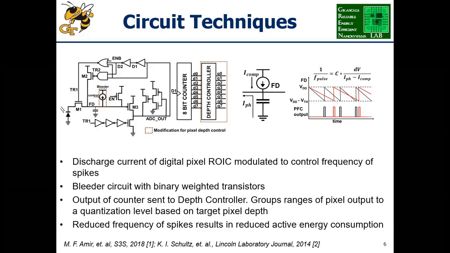Now, the active energy consumption of the pixel is directly proportional to the number of spikes, to the frequency of the spikes. So this reduces the active energy consumption of the pixels as we reduce the number of spikes.